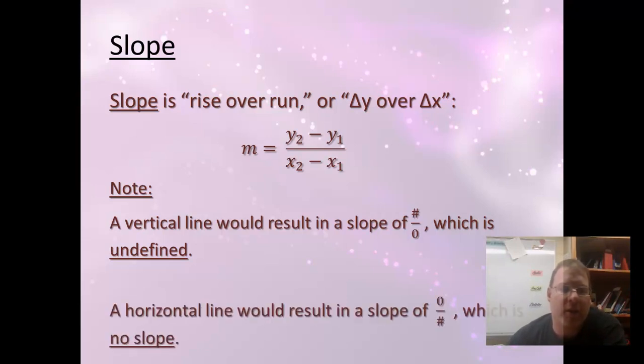On the other hand, if the line is a horizontal line, the rise is 0 and the run is some number, which means the slope will be 0, or it's said to have no slope. So keep those two special circumstances in mind.